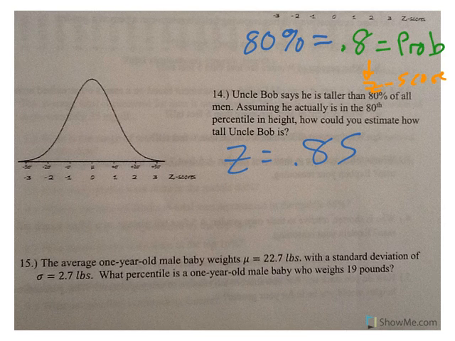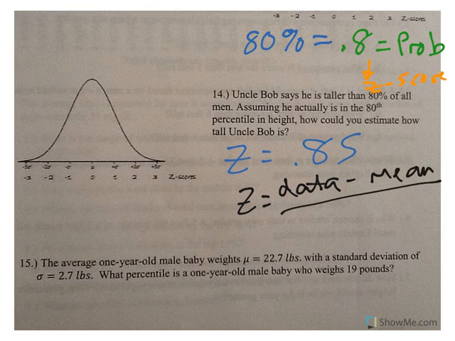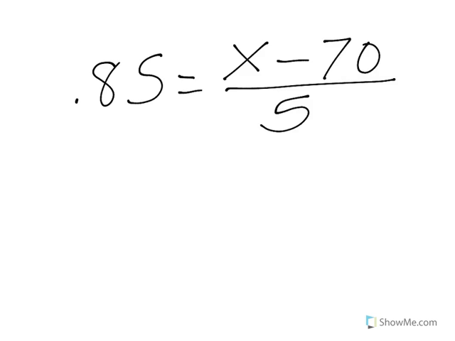Okay, so now that I have a Z-score, think about what Z-scores mean. The Z-score is the data minus the mean over the standard deviation. Have you forgotten that? I hope not, because you're going to need it. So now I'm going to go to a new page with this data. We've got the Z-score, 0.85. We don't know the data; that's the unknown. We don't know how tall Uncle Bob is. But if you go back to page 139, we know that the average height of men is 70 inches and the standard deviation is 5. So that's from page 139.